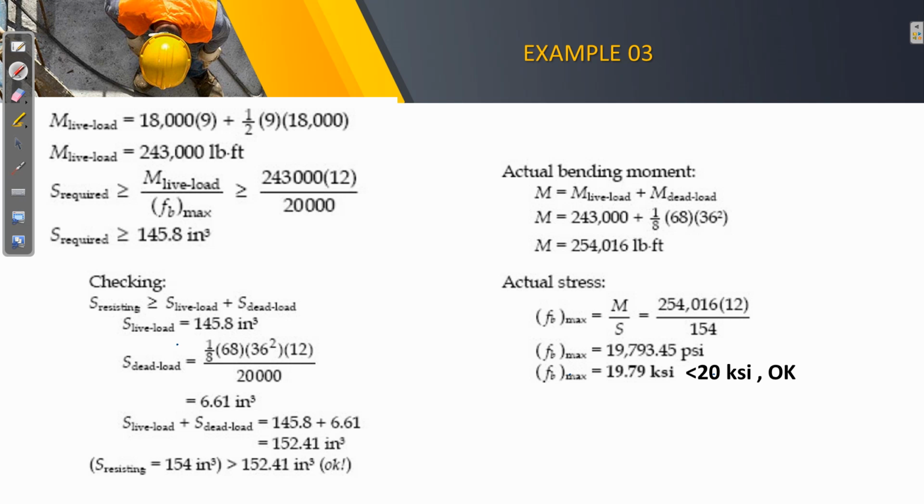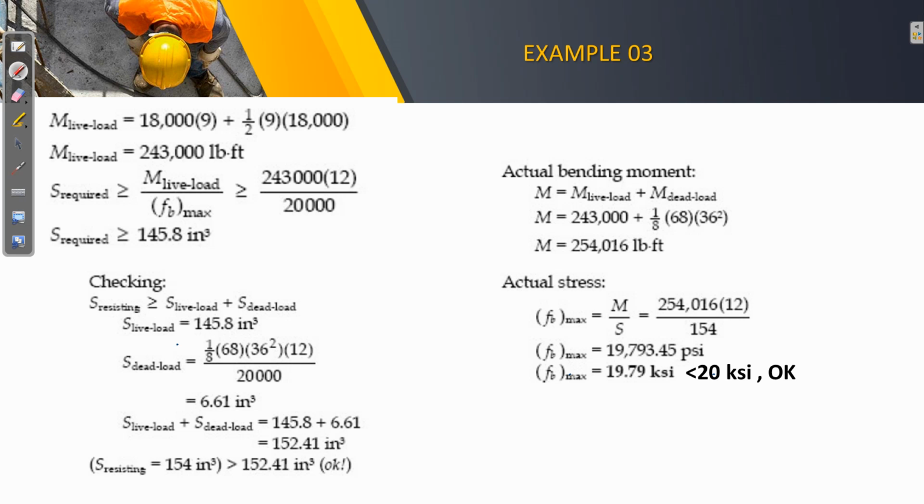So from that, we're going to compare this by your selected geometrical shapes section modulus, which is 154. So 154 here is exceeding the actual or the resisting S calculated. So therefore, that is noted as okay. And then after that, we are going to check your actual bending moment as usual.